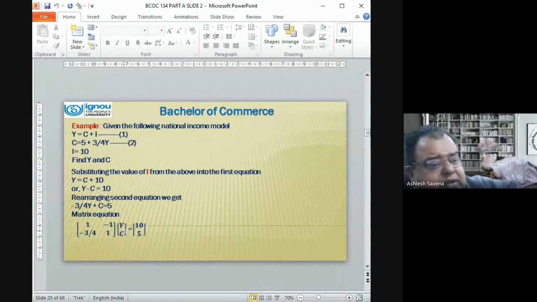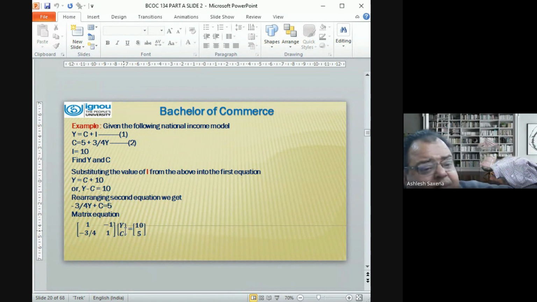And secondly, from the second equation, what is happening? Bring Y and C together on one side and the numerical constant on the other side. So what we are going to get? We are going to get minus 3 by 4 Y plus C equal to 5. Don't change the order of the variables. So this will be 1 minus 1 and minus 3 by 4, 1. This is your matrix. Second matrix is Y, C. The third matrix is the constant values, that is 10 and 5.